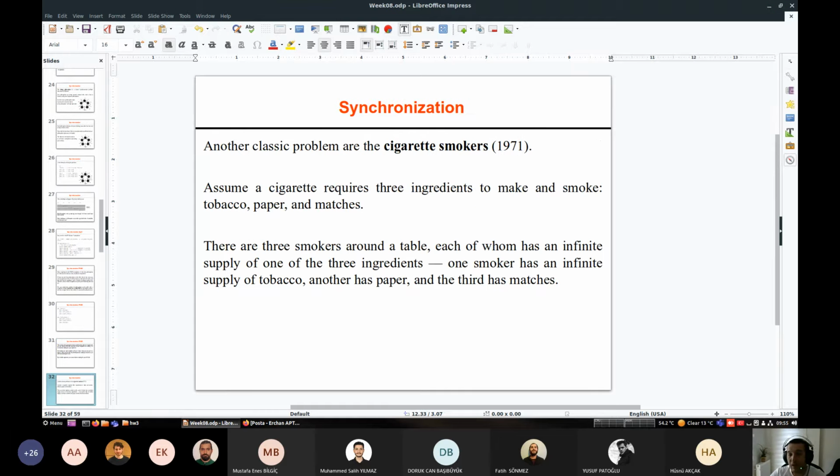Okay. And that brings us to our last example for today. And that is the cigarette smokers from 1971. Another classic problem. It appears with multiple names. Sometimes it's called cigarette smokers. Sometimes it is called the baker's problem. It has multiple versions. Now, this is the most classic one. There is also a Wikipedia page about it where you can find more details.